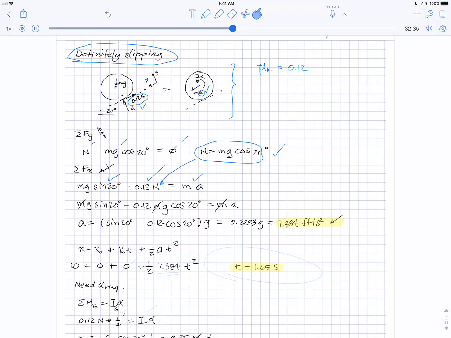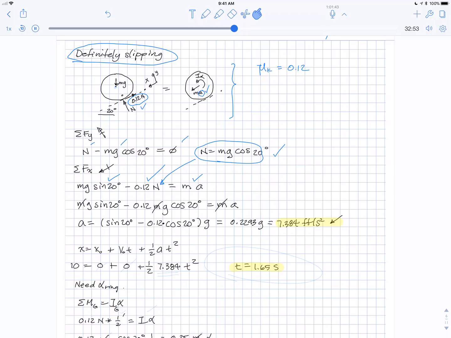Now, if it was not slipping, that would have come out negative, but we don't have to check that. We already did that. So 0.2293 times g, which is 32.2 feet per second squared, is 7.384 feet per second squared.